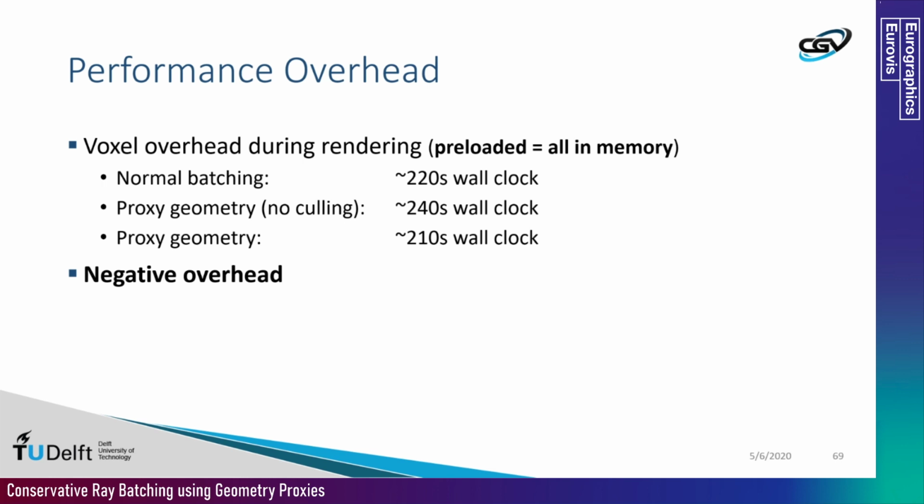The SVDAG traversal on its own adds about 10% to the total render time. However, we can save even more time than it costs us by not having to batch as often, by not having to traverse the bottom-level acceleration structures as often. It thus has a negative overhead, not even considering the reduction in disk bandwidth.